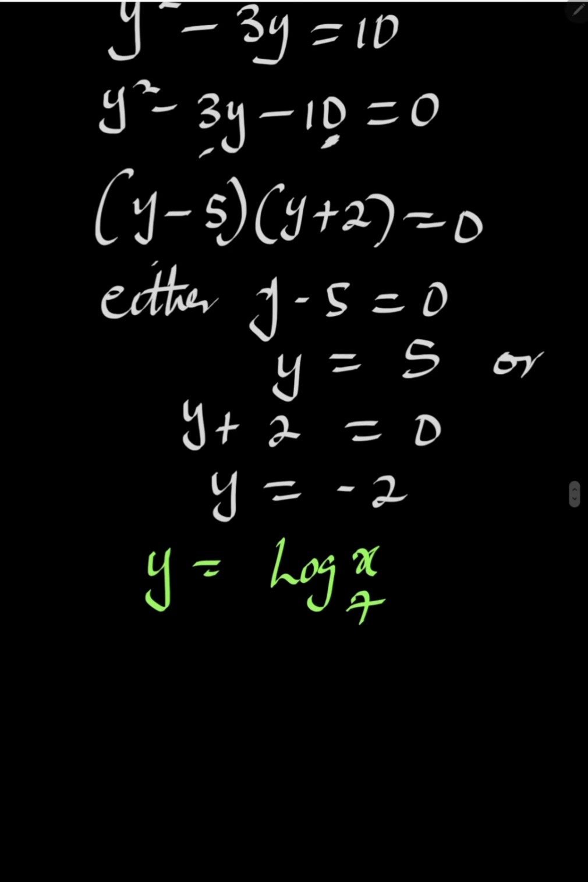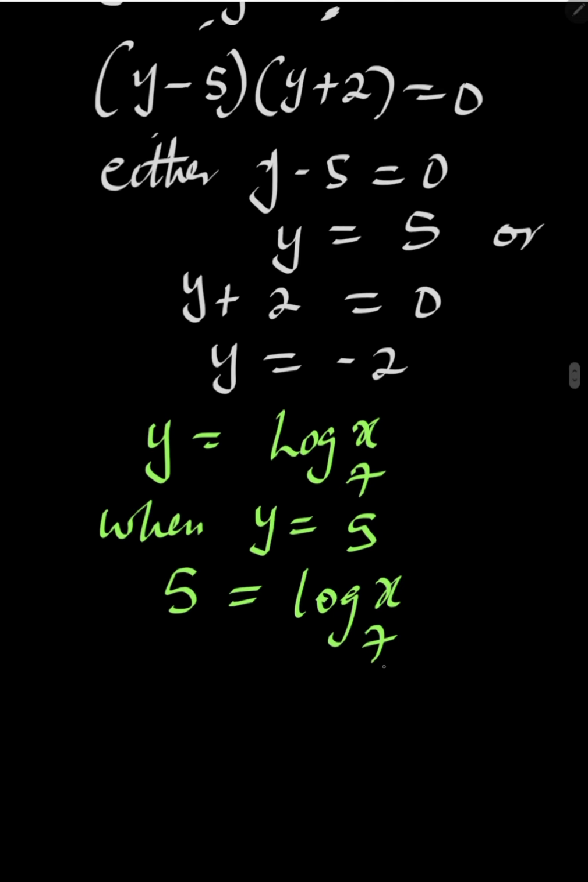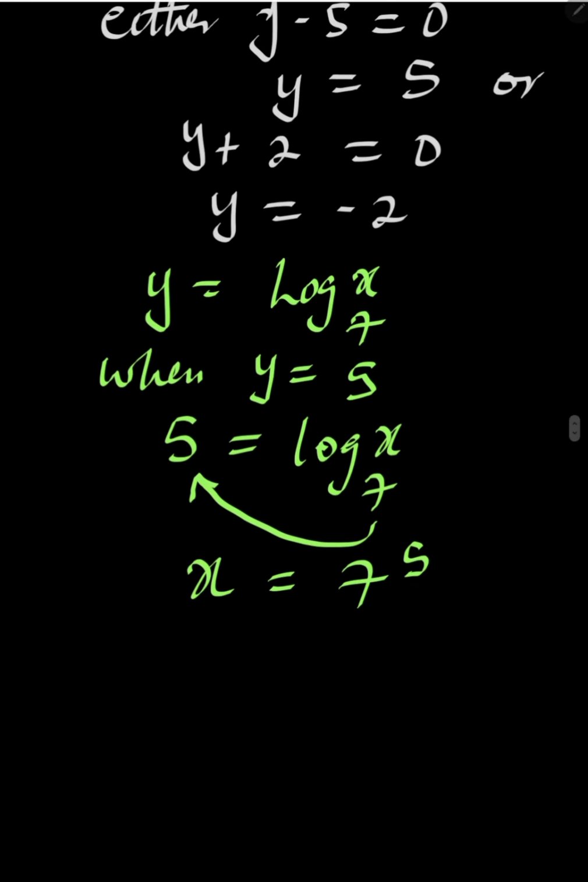Now let us put y as 5. When y is equal to 5, we shall have 5 is equal to the logarithm of x base 7. Now this 7 will be raised to the power of 5, so x is equal to 7 to the power of 5. Of course, when we expand, we get a value for x. Now let us find the value of 7 to the power of 5. That will be 7 times 7 times 7 times 7 times 7, five places.